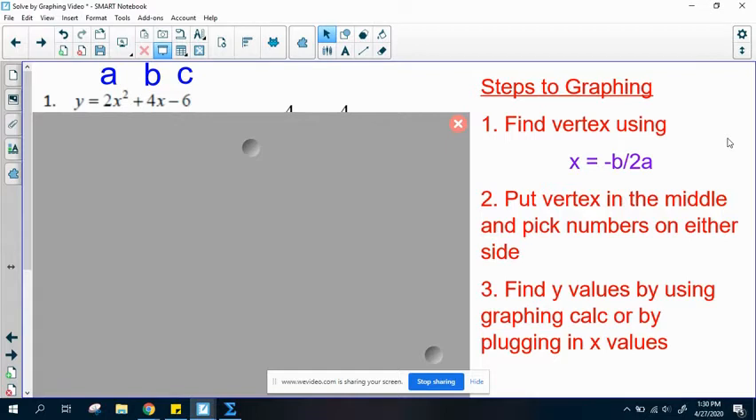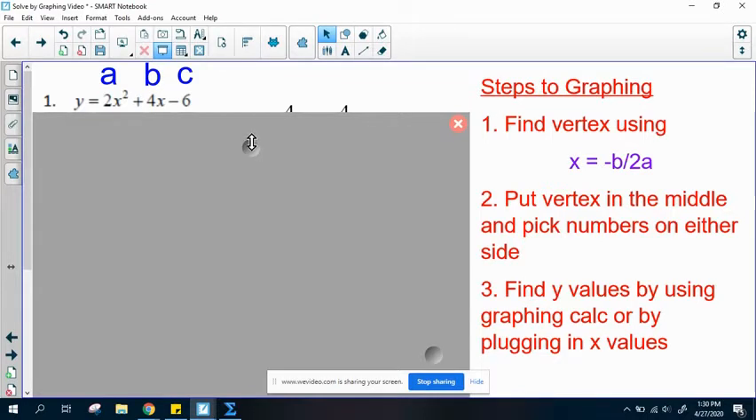Once you find that number, you can put it in the middle of your table and pick 2 numbers above it and 2 numbers below it. Then we're going to find our y values by using our graphing calculators, or if you don't have a graphing calculator, you're going to plug it in the long way. I'll show you that in a second.